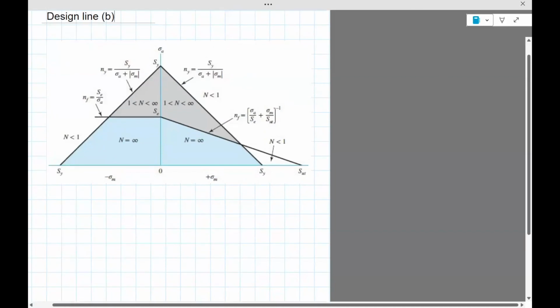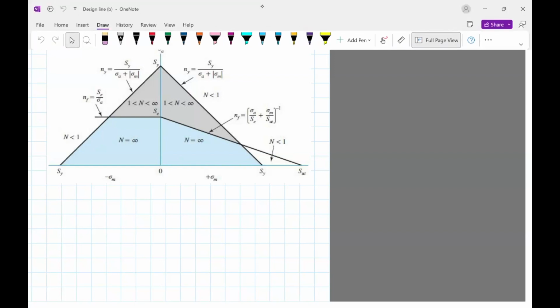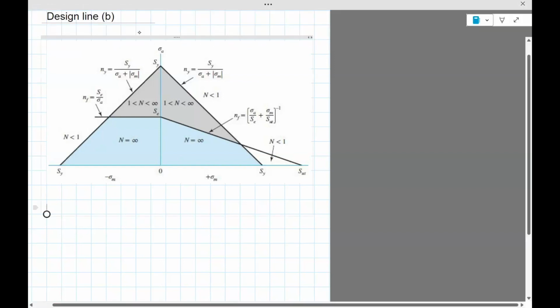Our goal here is to figure out if, given a material or given a loading, it will fall in one of these regions. Would it have first cycle yielding, or finite life, or infinite life? And there are really two ways of doing this. So let me first specify the problem.